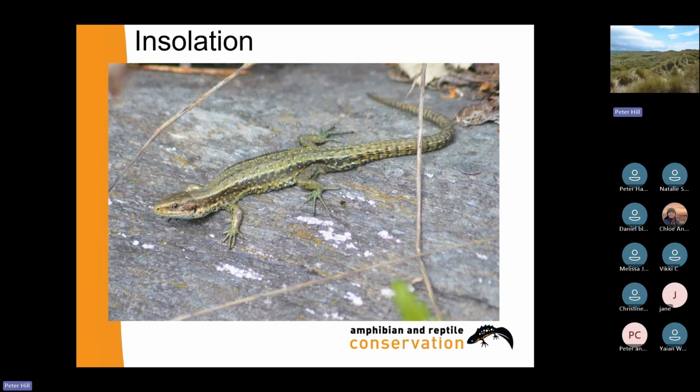Insolation, that's exposure to the sun. So this lizard, a common lizard, is doing that. In Ceredigion on some slate, he's basking and insolating by soaking up the previously warmed slate from his belly upwards and the sun beating down from above too.